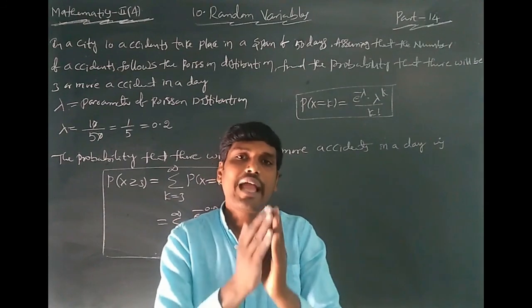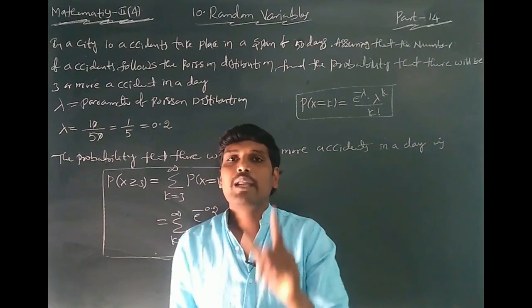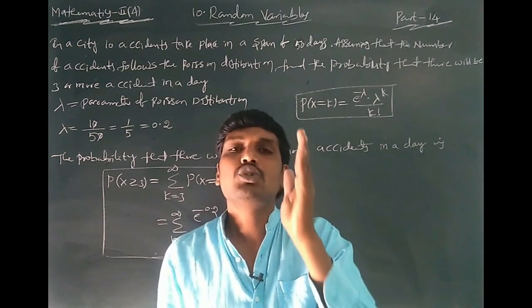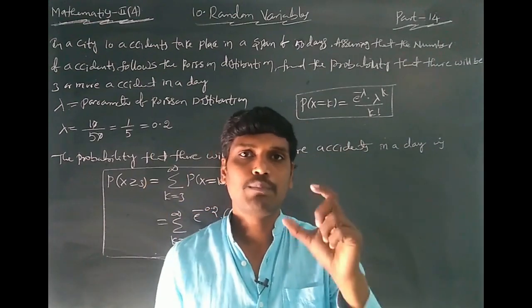Then the 10th chapter, random variable, will also be completed. Okay students, this random variable chapter is very easy. Just practice one time and you can easily get a total of 9 marks in this chapter. Okay.